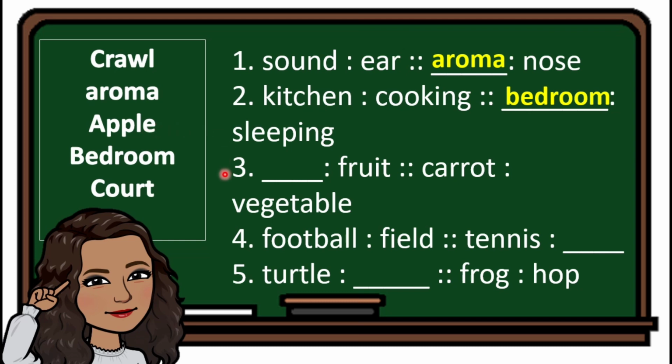Number 3. Blank is to fruit as carrot is to vegetable. The correct answer is apple. Number 4. Football is to field as tennis is to blank. We only have 2 choices left. The correct answer is court. And last, number 5, we have here turtle is to blank as frog is to hop. The correct answer is crawl.